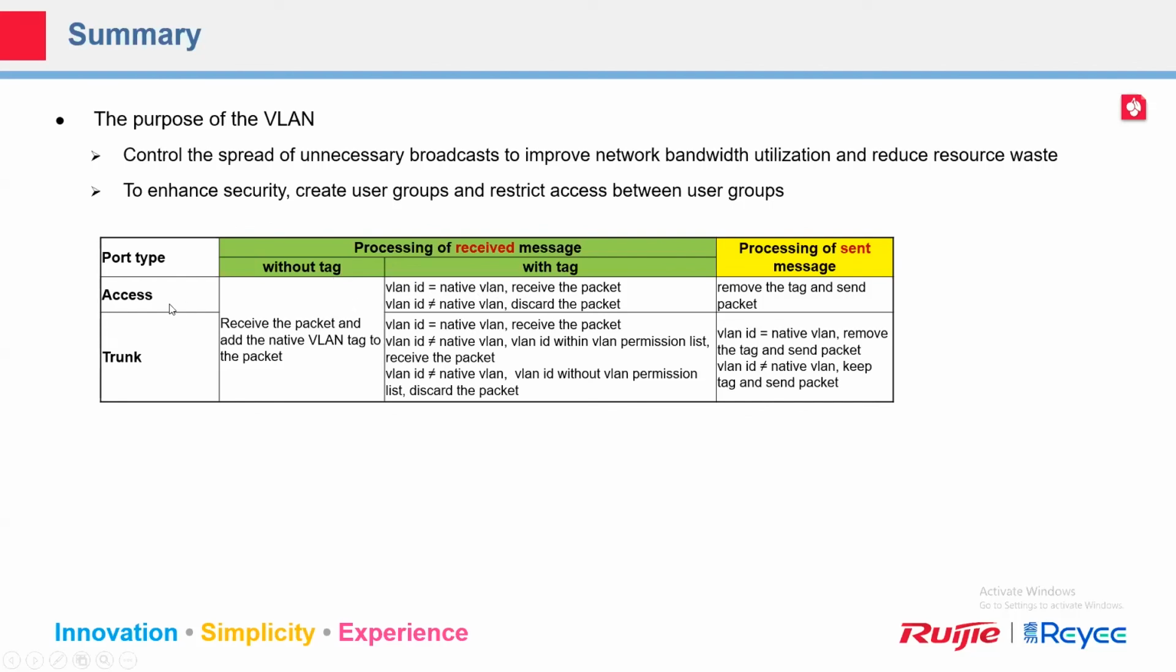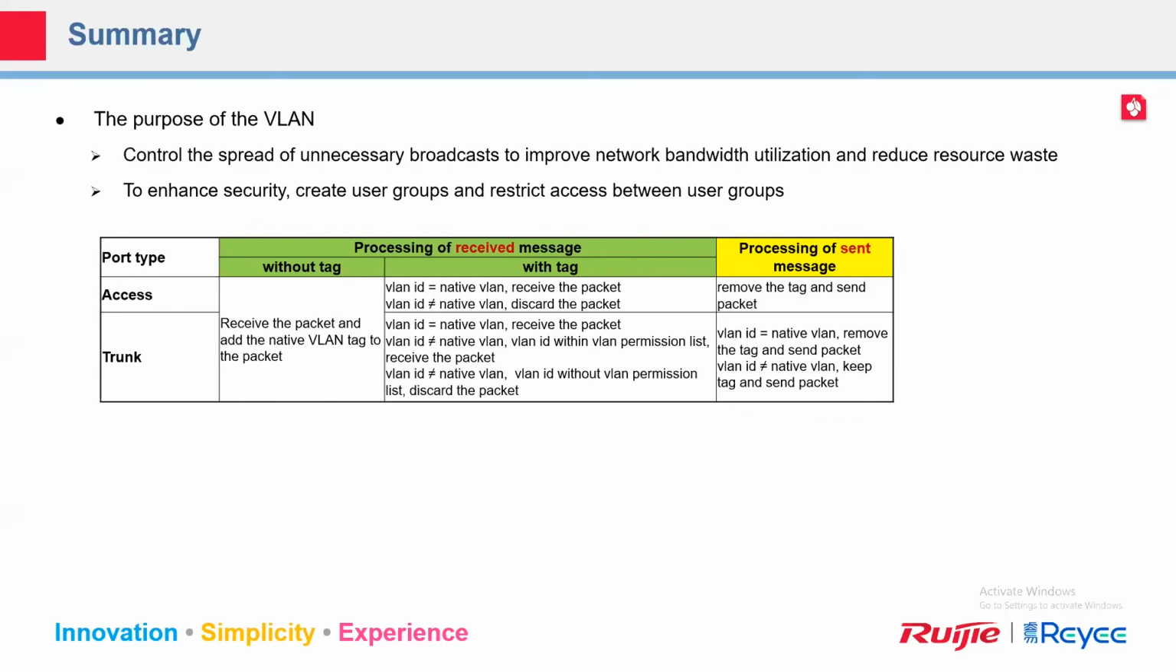This is the action for access. About the trunk, if the native VLAN is the same as the packet VLAN, I will receive it. If the VLAN ID is different, I will check the permission list. If the permission allows the packets, we will receive them. Otherwise, we will discard them. This is what happens when we receive the packets.